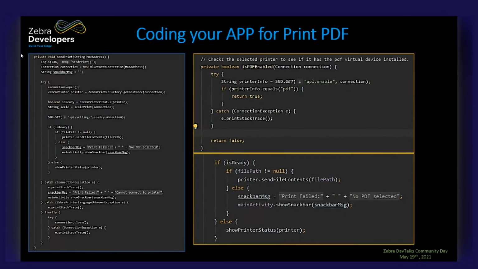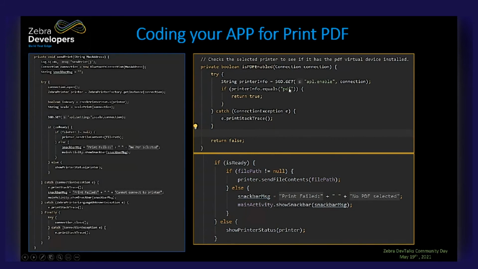The first thing you need to do is create a new connection. In this particular case, we are doing the connection through Bluetooth. After you open the connection through Bluetooth to the interface, we create an instance of the connection to work in the application. Then we check the status of that instance and verify that it's ready to print. The next thing we verify is whether the printer already has PDF enabled. So we verify that in this portion.